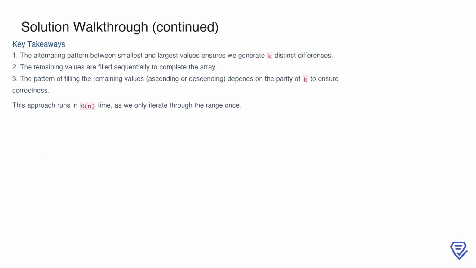The key insights from this approach are as follows: alternation between the smallest and largest unused values ensures we generate precisely k distinct differences between consecutive elements. Once the alternating phase is complete, filling the remaining positions sequentially completes the array. Whether we append these values in ascending or descending order depends on whether k is even or odd, ensuring correctness of the solution. This algorithm is efficient, running in O(n) time, as we process each number in the range exactly once. This simplicity and efficiency make it well suited for the constraints of this problem.